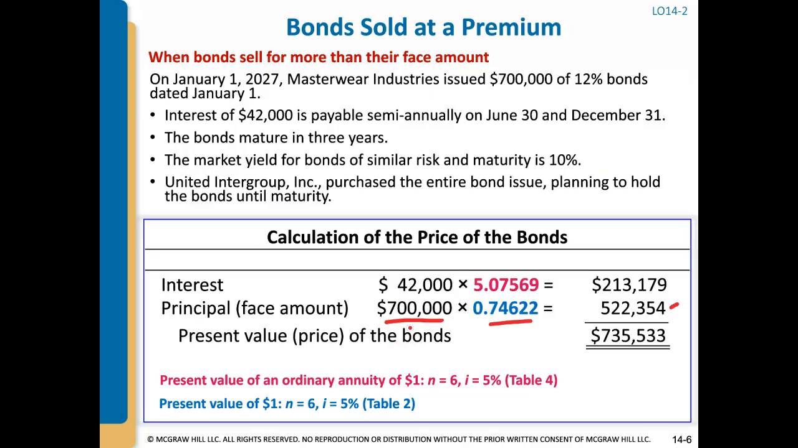So here's my 700,000 times 0.7462, which equals 522,354. When I add those two pieces up, I get 735,533. This will be the selling price of this bond that has a face value of $700,000. So whoever's going to buy this bond is going to be paying more than the face value, which means this bond is sold at a premium. That makes sense since the stated rate is higher than the market rate.